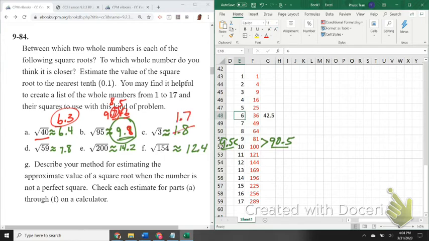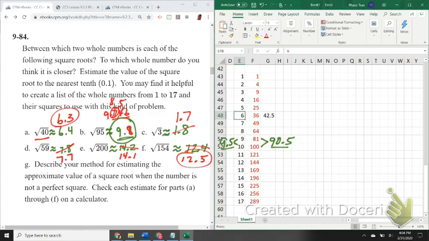The square root of 59 is going to be 7.68. So it should be about 7.7. The square root of 200, I estimated 1.2. It's actually about 14.14. So it's closer to 14.1. And then the square root of 156 gives me 12.4899. So yeah, right about 12.5 should be the answer. Okay?